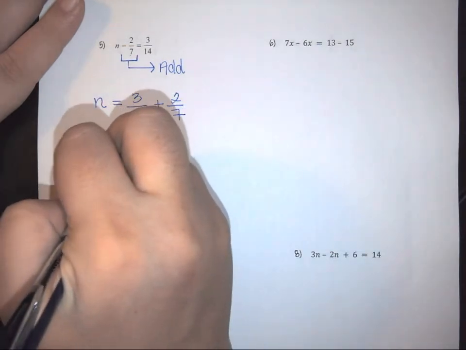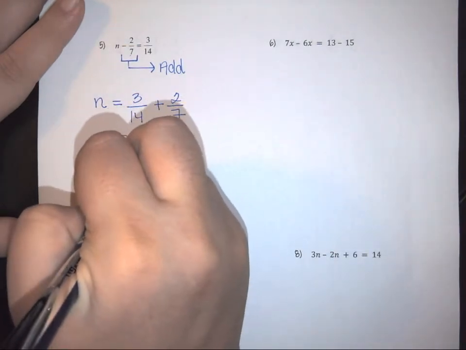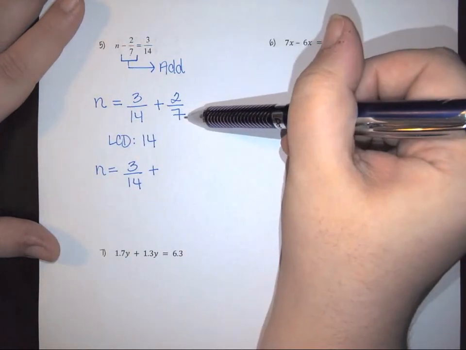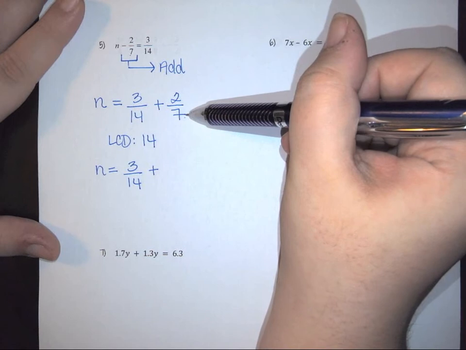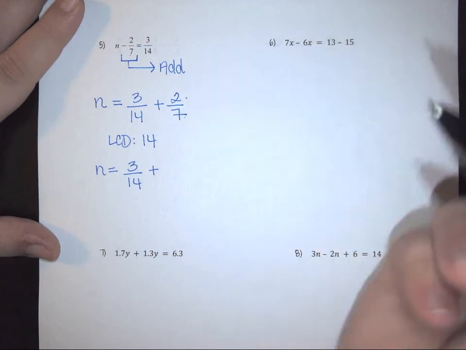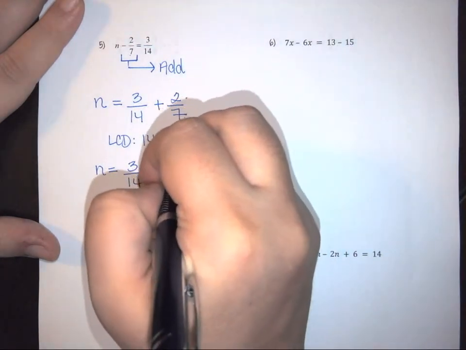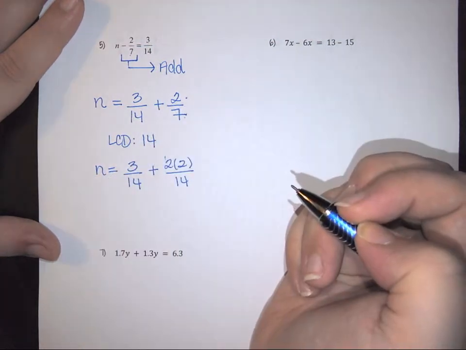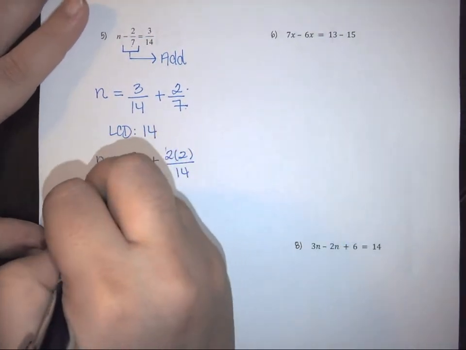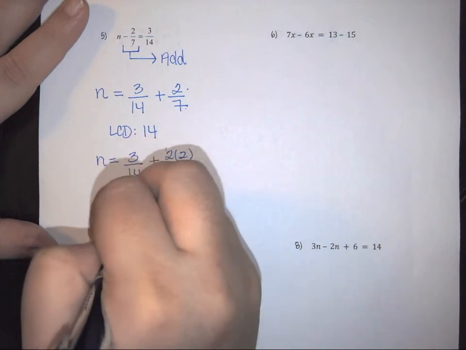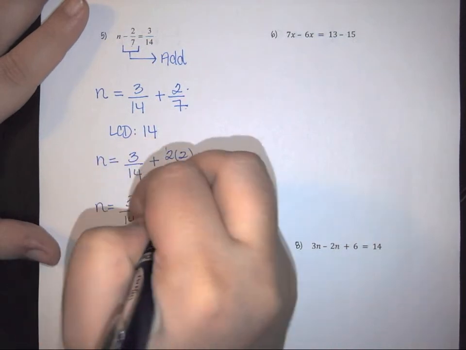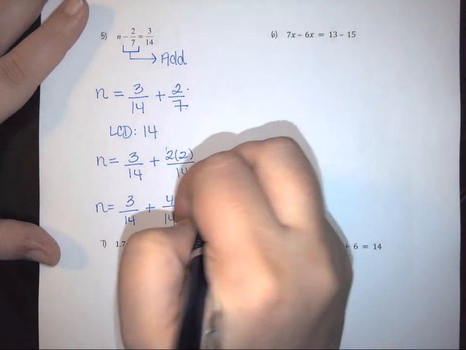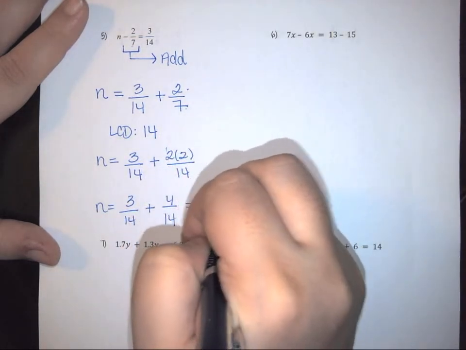So when we are solving, my first fraction stays the way it is. I'm still adding. How do I change 7 to 14? I have to multiply by 2. Therefore, that's what I have to do on top. So this is 2 times 2 over my 14. So here I have my 3 over 14 plus 4 over 14, which is going to become 7 over 14.